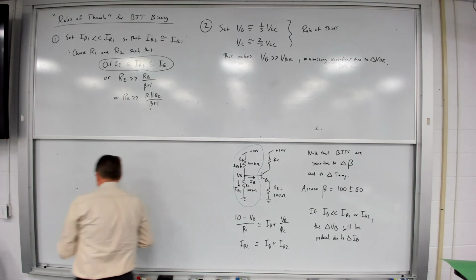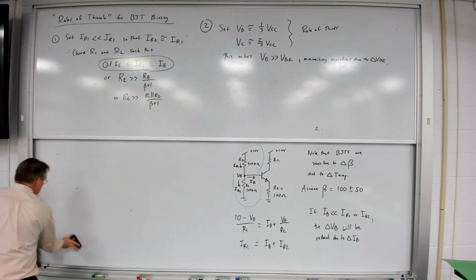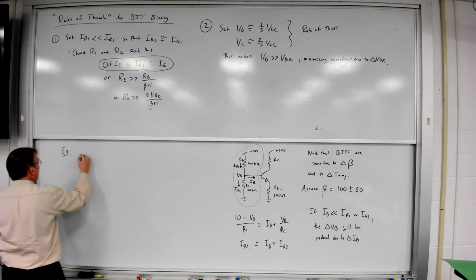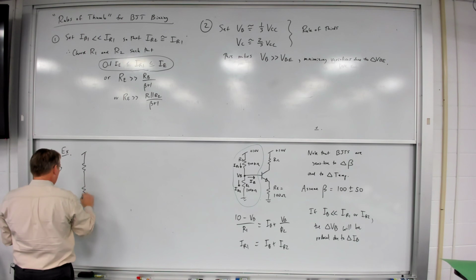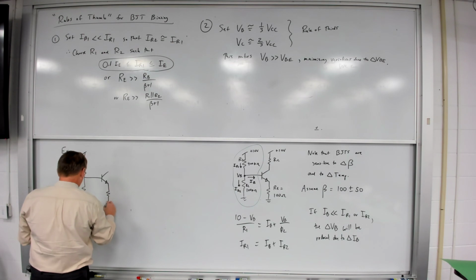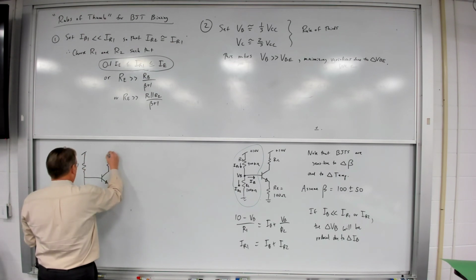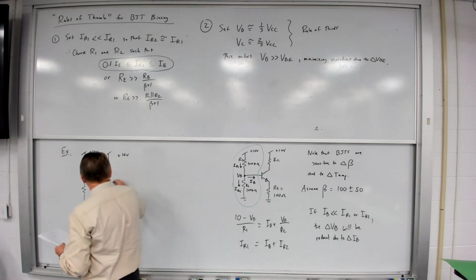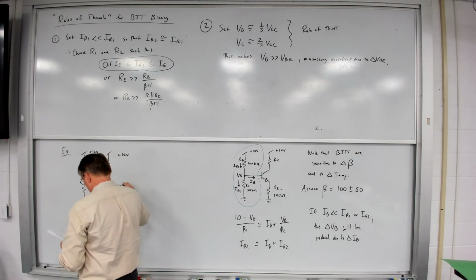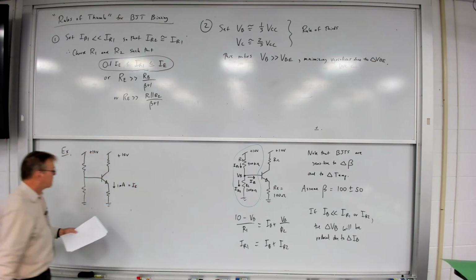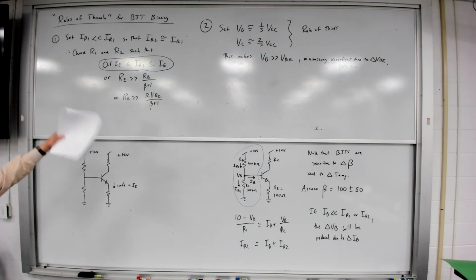Here is a much more robust BJT design. I'm going to assume here I've got 12 volts, and in this case I want to bias for a milliamp for the emitter current. So I'm going to apply these two bias techniques.